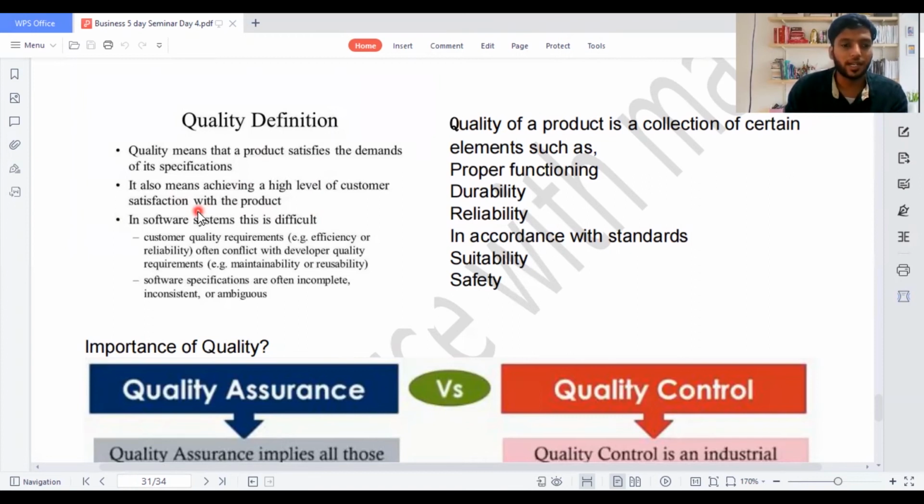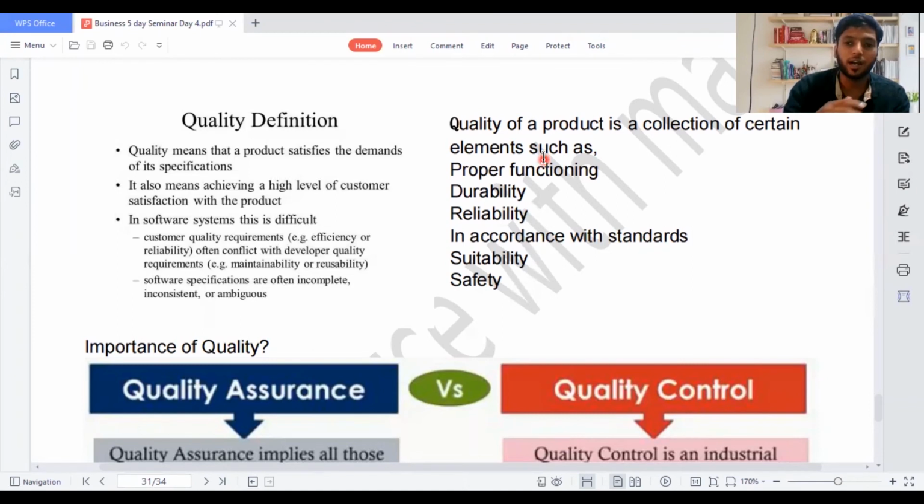If you can give a product and they feel the value for the quality, feel the quality for the value they pay, then of course it is going to be repetitive sales. They will come again and again and of course increase the level of sales. That's the reason in the production department, though I sell well, I'm a good seller, the product should be super quality to make the product move in the market. Quality of a product is a collection of certain elements such as proper functioning, durability, reliability, accordance with standards, suitability, and also safety. They are saying that these things should be represented in the market in order to be successful quality-wise.